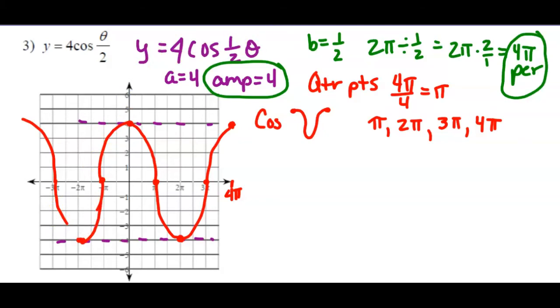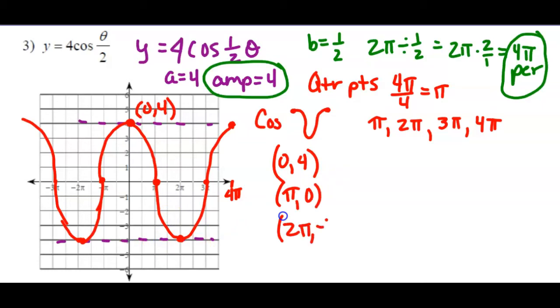All right, then we're going to list our quarter points. Because it's a cosine, it starts at the max, so we have 0, 4. The next one is here at pi, 0. Then it's down to the minimum at 2 pi, negative 4. Then at 3 pi, it's back at 0. And at 4 pi, it's back at the maximum of 4. Sorry, didn't write that very well.